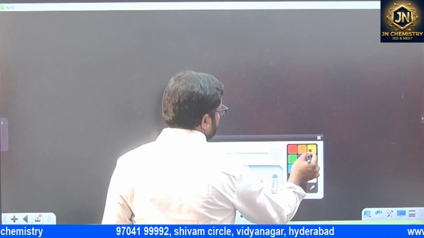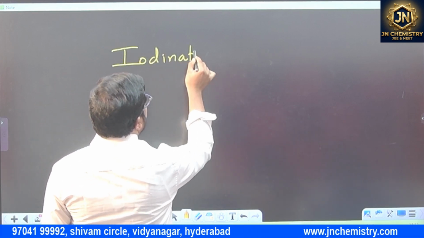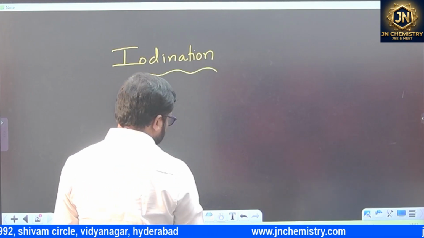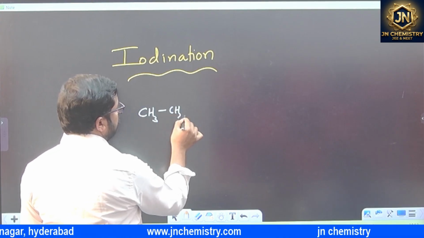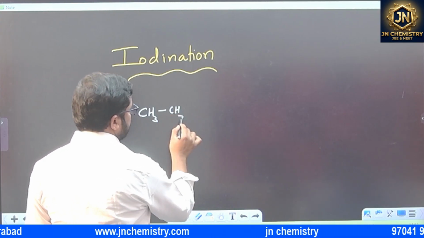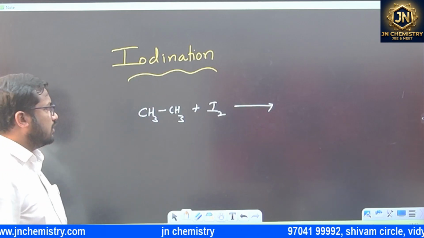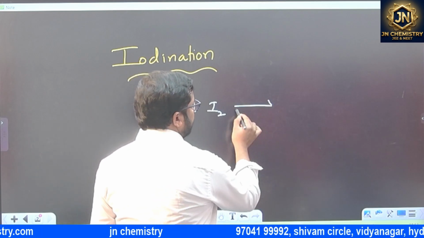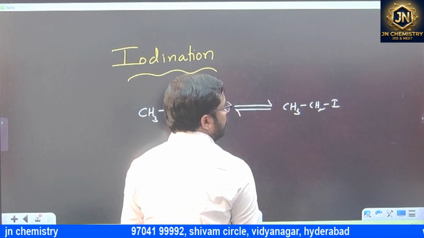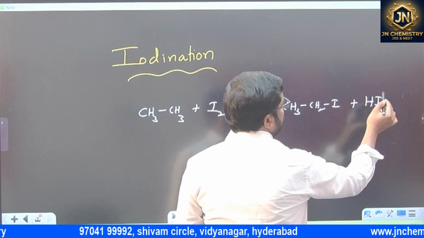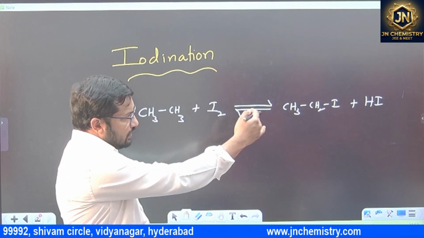Next, put the heading iodination. For example, CH3-CH2-CH3 plus I2, right? See, it's a reversible reaction, giving CH3-CH2-CH2-I plus HI. HI is a strong reducing agent, and this reaction is endothermic.